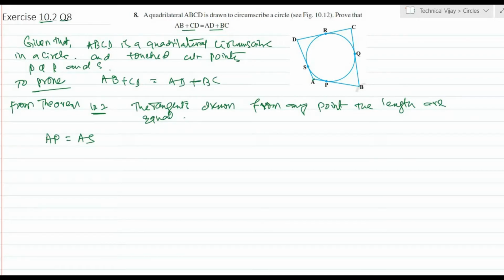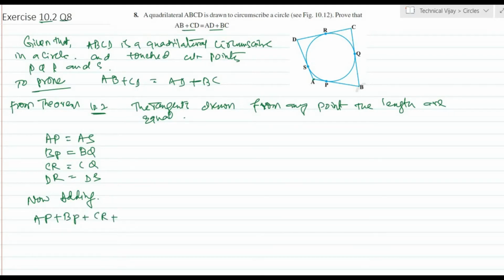In the same way, at point B, BP is equal to BQ. At point C, CR is equal to CQ, and at D, DR is equal to DS. So now adding, LHS to LHS and RHS to RHS: AP plus BP plus CR plus DR is equal to AS plus BQ plus CQ plus DS.